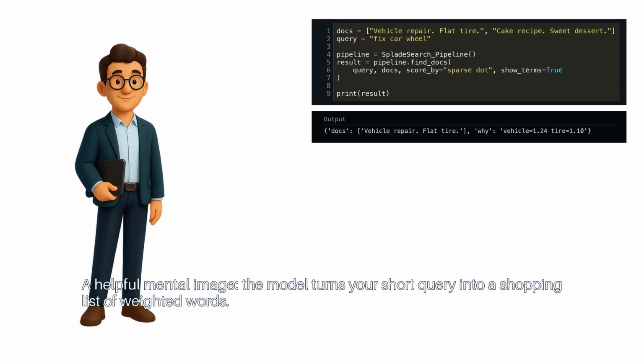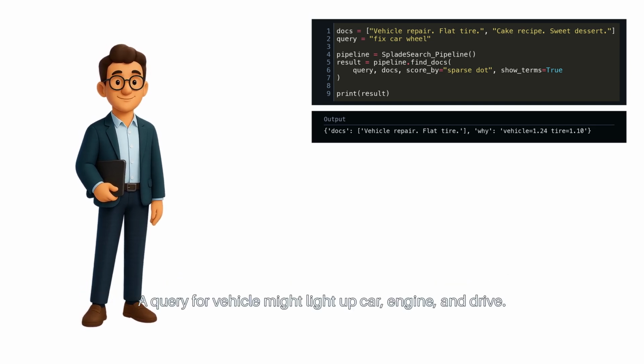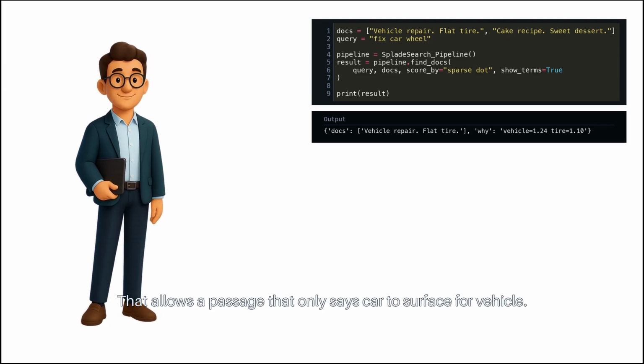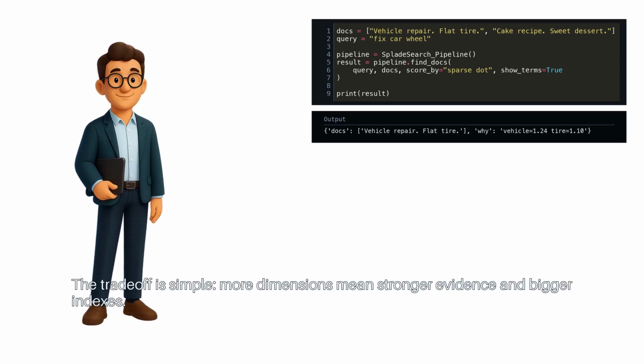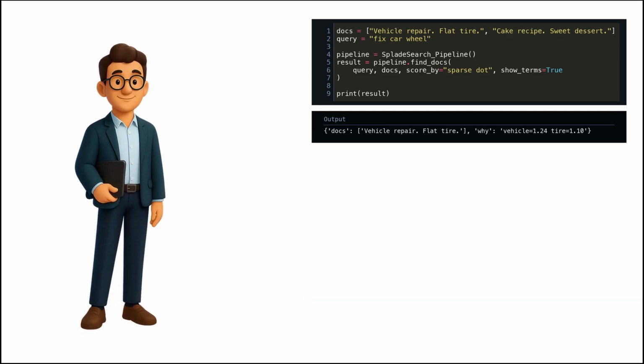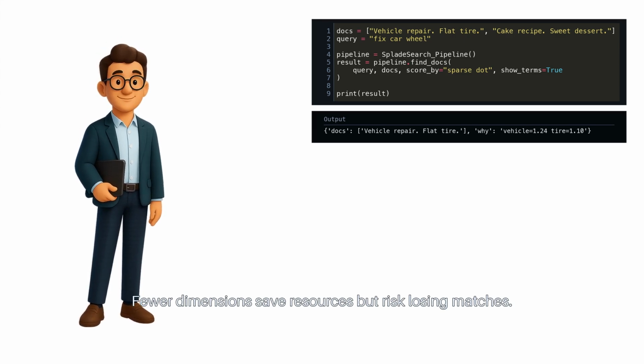A helpful mental image: the model turns your short query into a shopping list of weighted words. A query for vehicle might light up car, engine, and drive. That allows a passage that only says car to surface for vehicle. The trade-off is simple. More dimensions mean stronger evidence and bigger indexes. Fewer dimensions save resources, but risk losing matches.